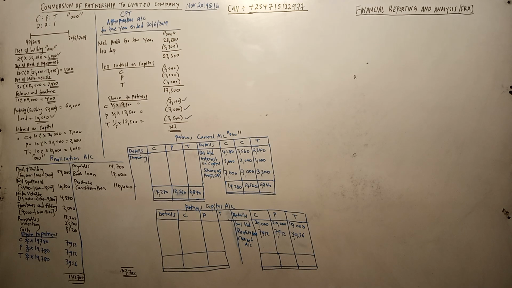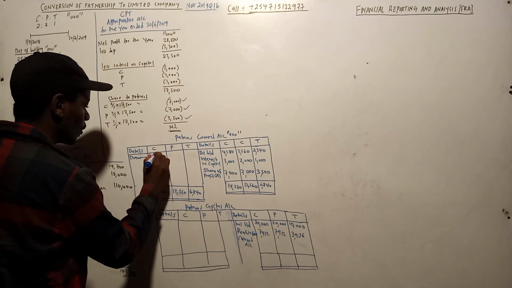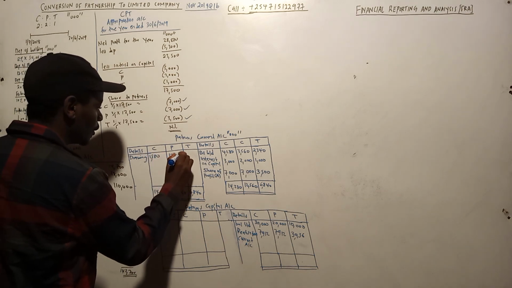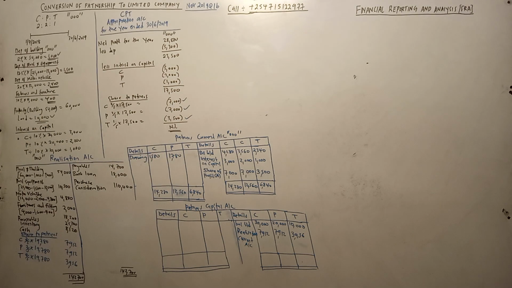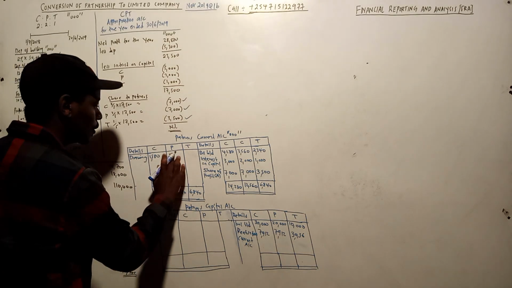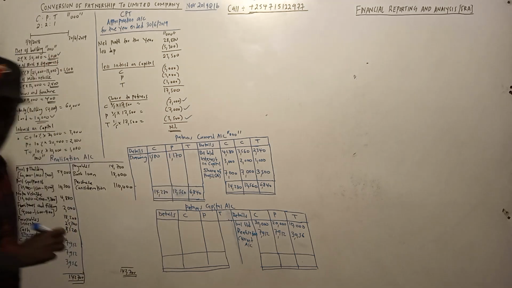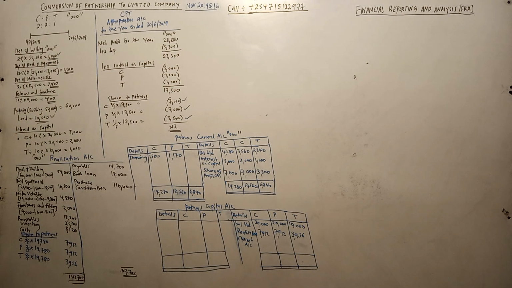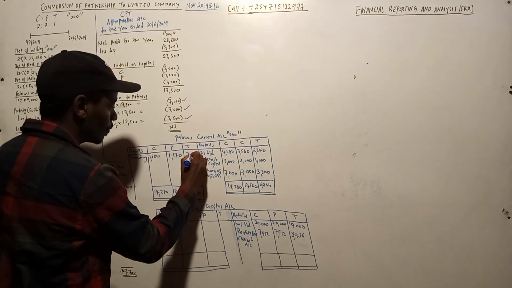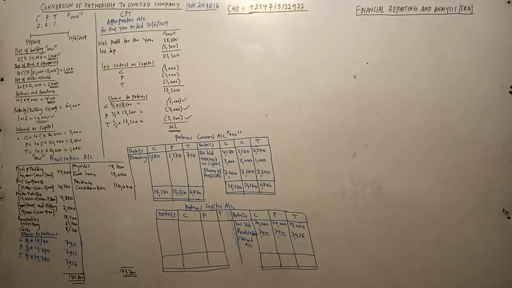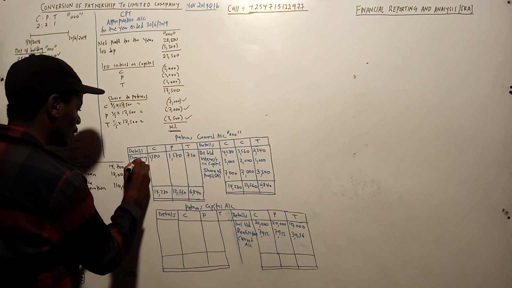We have 1,580, 1,780, 1,170, supposed to be 1,170, and 710. So that we go to the capital account.